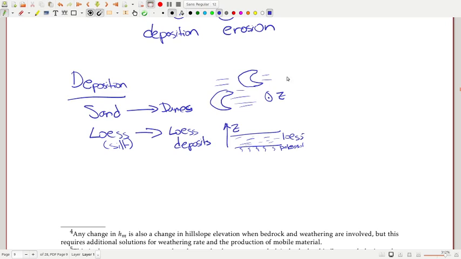And there can also be erosion. I'm going to put erosion over here. And so if you imagine that there are these sand sheets, then maybe the wind comes in and blows all of that sand away. So, bye, dunes.